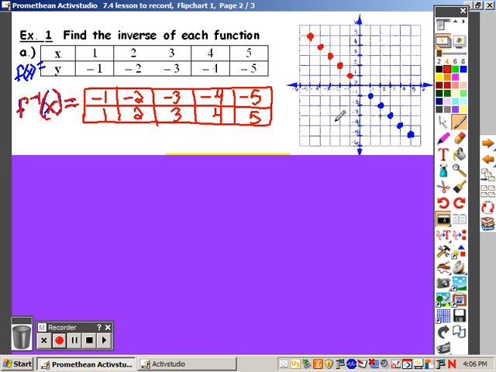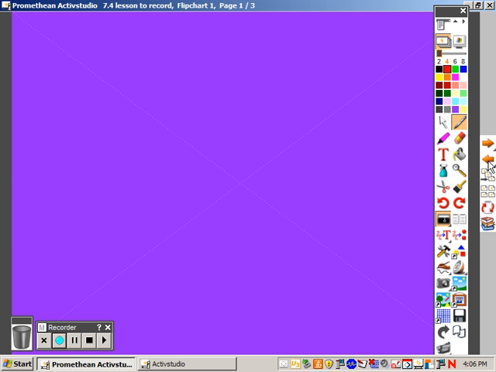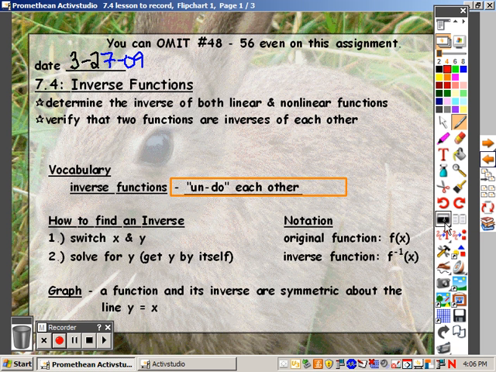And if you go back and read that definition, in fact, let's look at it. Oops. Right here at the bottom of the page, read what it says. A function and its inverse are symmetric about the line y equals x. So I'm going to show you what that means.